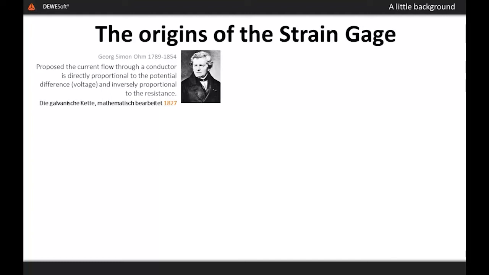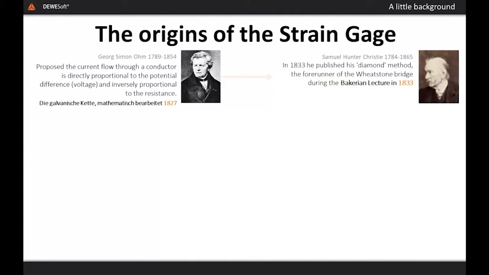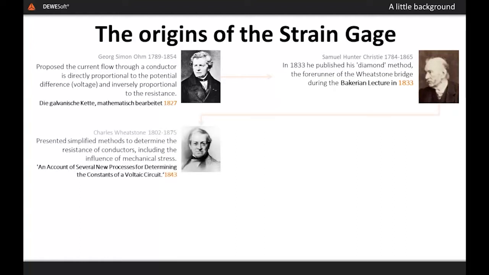We now move ahead a brief period of time to the little-known Samuel Christie, who was actually the real inventor of what we now call the Wheatstone Bridge. In fact, he outlined the diamond principle 10 years before Charles Wheatstone published his paper on it. The problem was that while he was a reasonably well-read and recognized figure at the time, he wasn't as well known or had as many connections as Wheatstone, and the rest, as we know, is history.